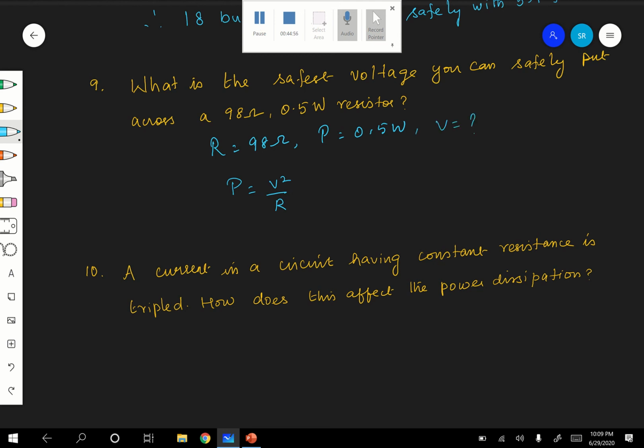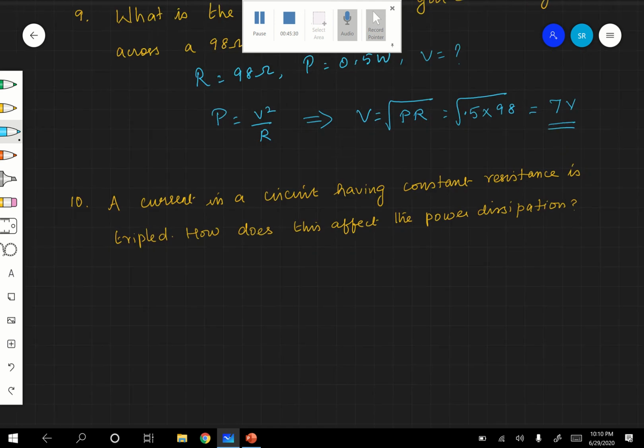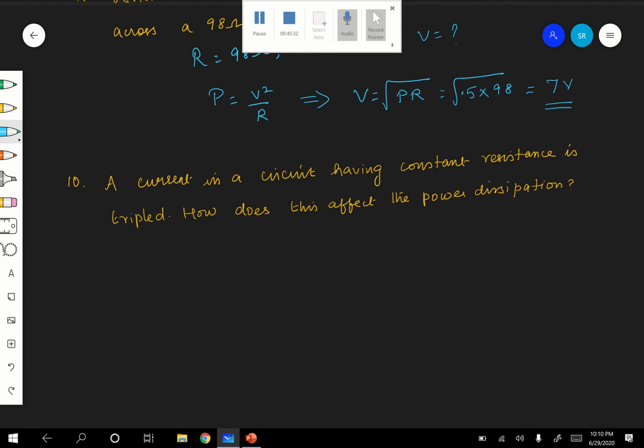Therefore, V is equal to root of PR, which is nothing but root of 0.5 into 98. Are you following? If you take the root of this, you will get 7 volt. Therefore, the safest voltage that you can put across is 7 volt. You can put only 7 volt maximum. Okay. Right.